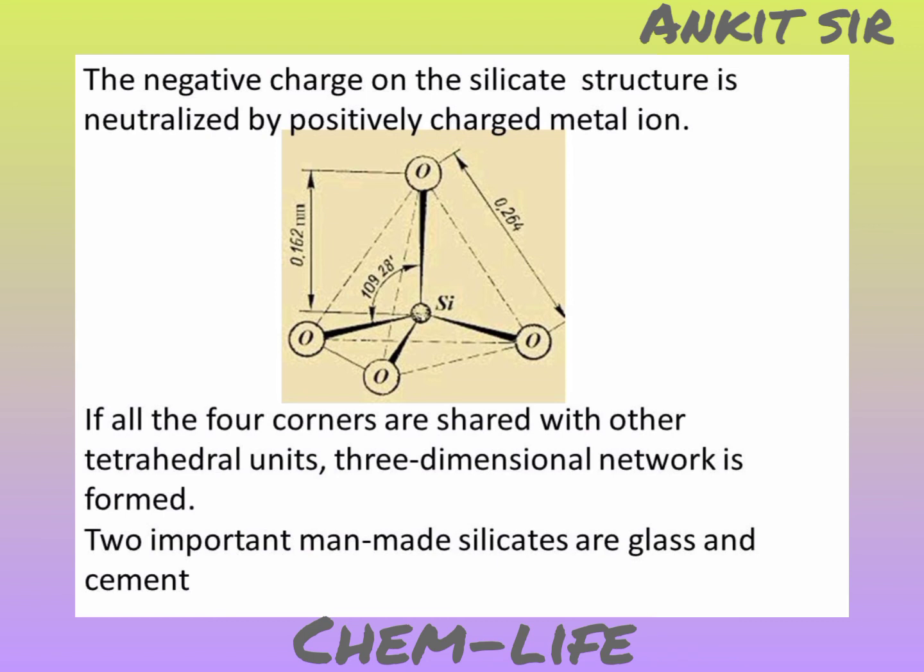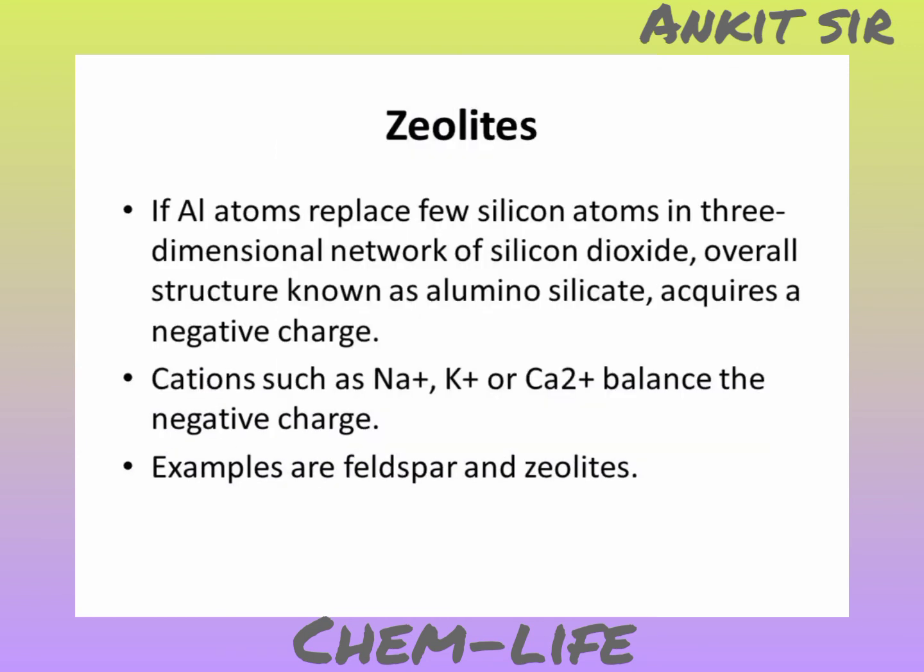Okay, so there is an angle between the silicon and oxygen bond, which is 109 degrees 28 minutes. Zeolite. If aluminium atoms replace a few silicon atoms in the three-dimensional network of silicon dioxide, the overall structure, known as aluminosilicate, acquires a negative charge. Cations such as sodium ion, potassium ion, calcium ion balance the negative charge. Examples are feldspar and zeolite.